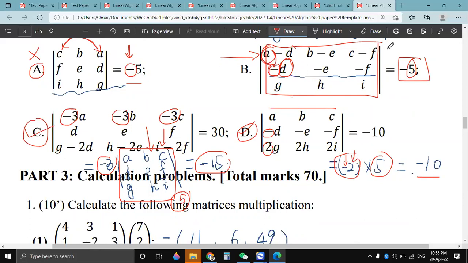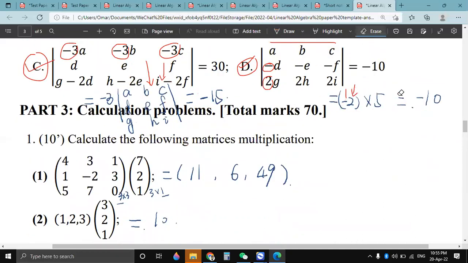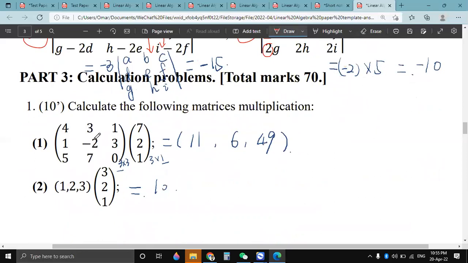Okay, so now let's get back to part 3. This is the calculation part, right? We have to calculate matrix multiplication. For matrix multiplication, we go from left to right, and then top to bottom. So we have the first entry here, 4. We multiply 4 with 7, and it will be 28. Then we add the second multiplication, that is 3 multiplied by 2, that is 6, and then the last multiplication, that is going to be a 1. So our teacher made a mistake here. This is not correct. So 28 plus 6 is 35, right?